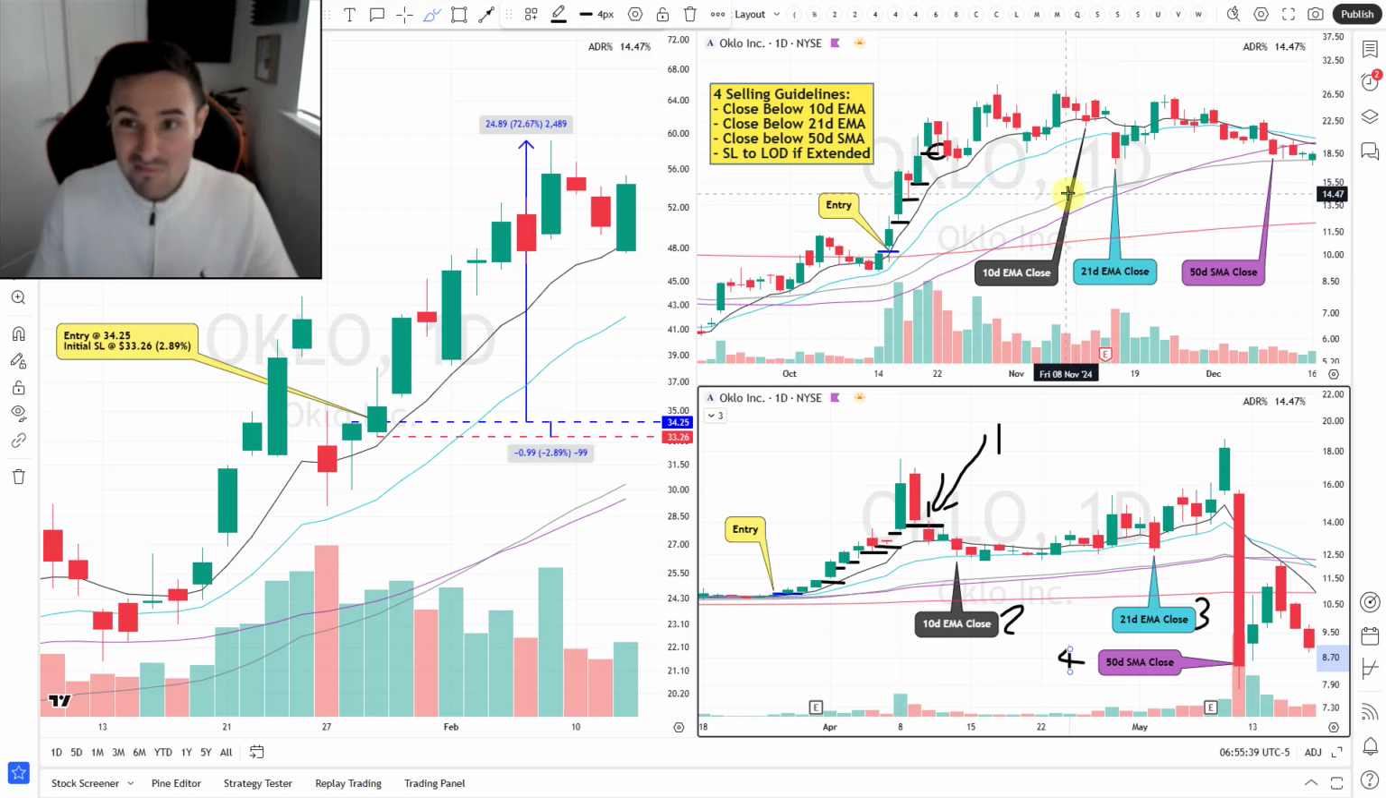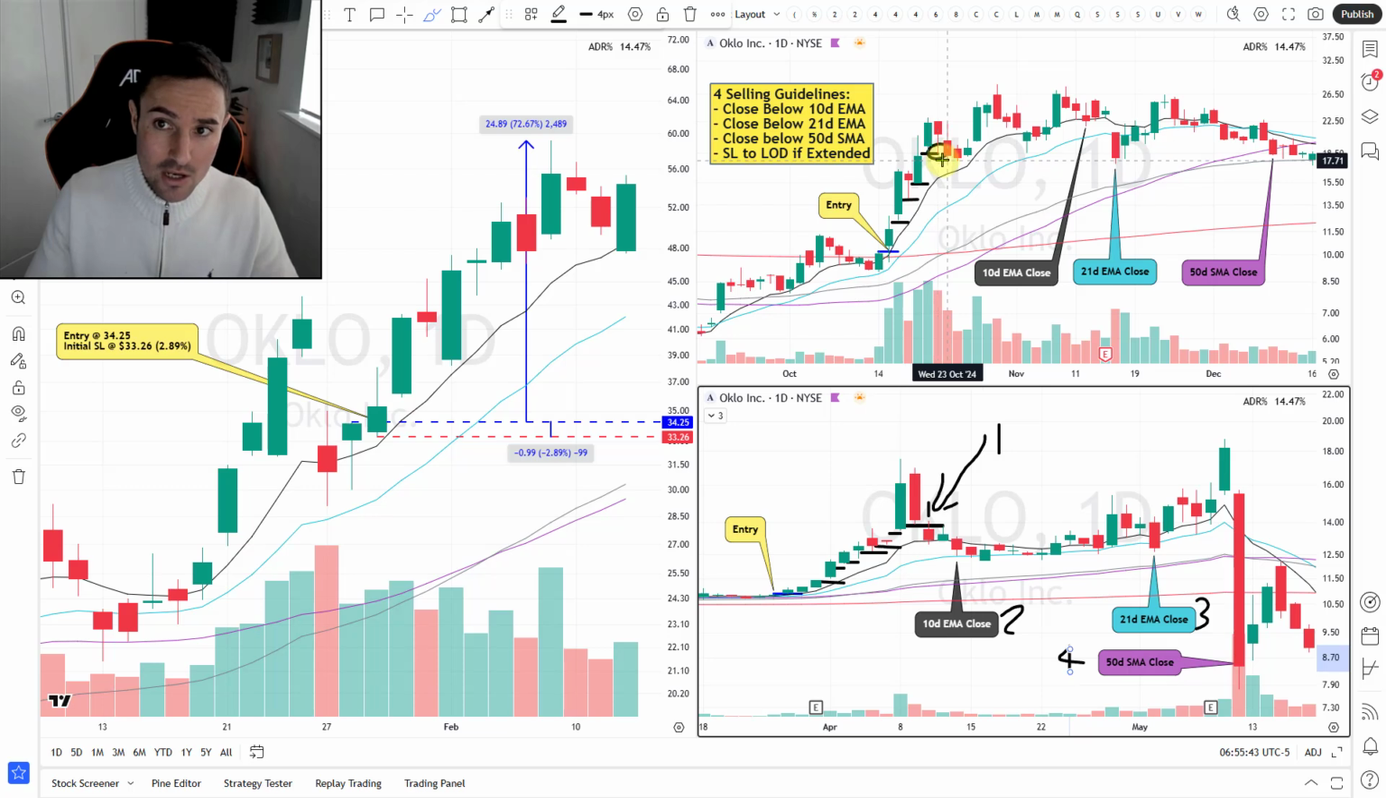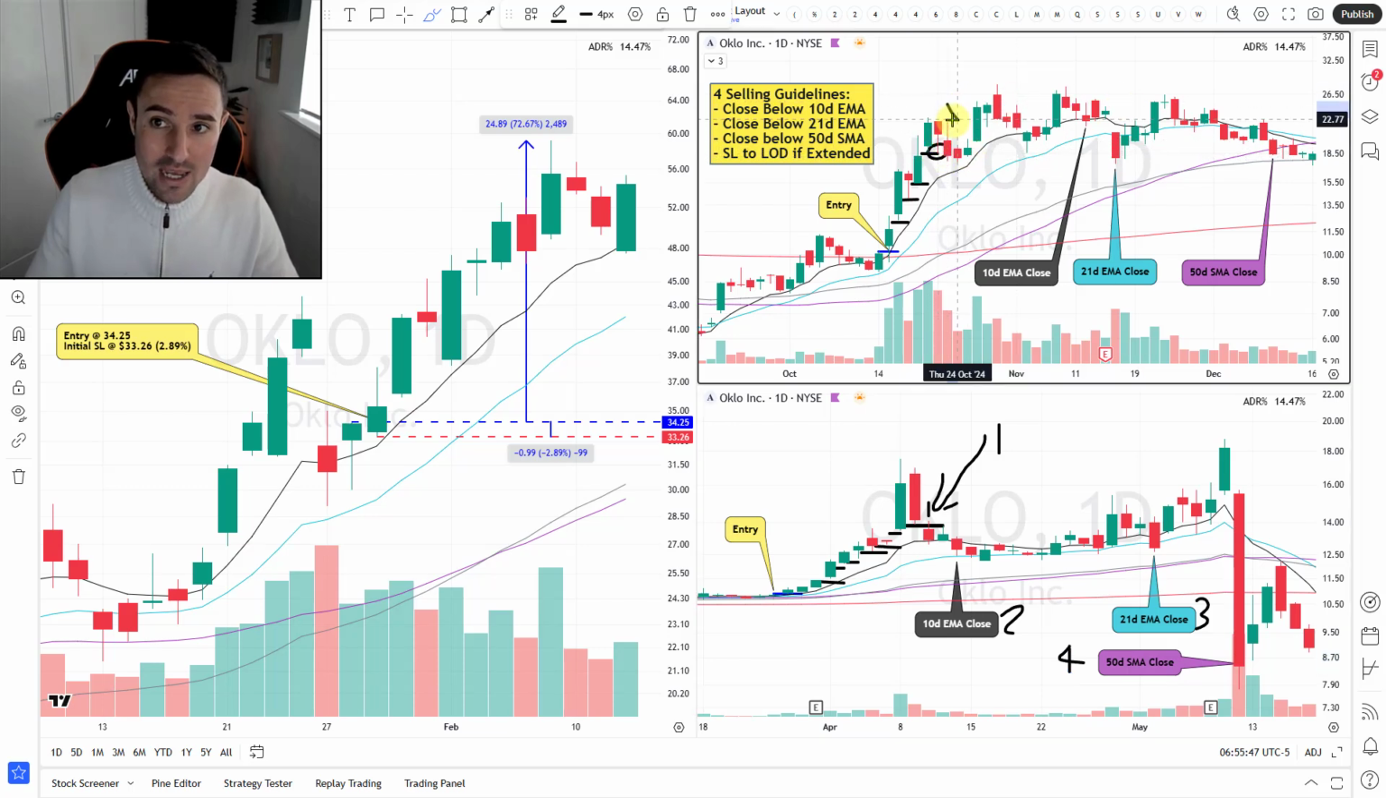And it would be pretty much similar here. Yes, the percentage gain is a little bit less going stop loss to LOD, but it does it in about 15 sessions fewer. So I would still say this would be number 1, this would be number 2, this would be number 3, this would be number 4.